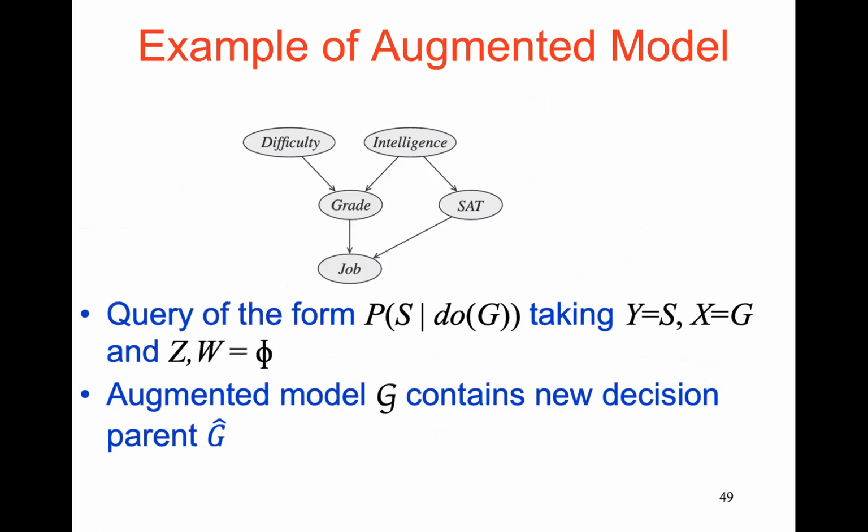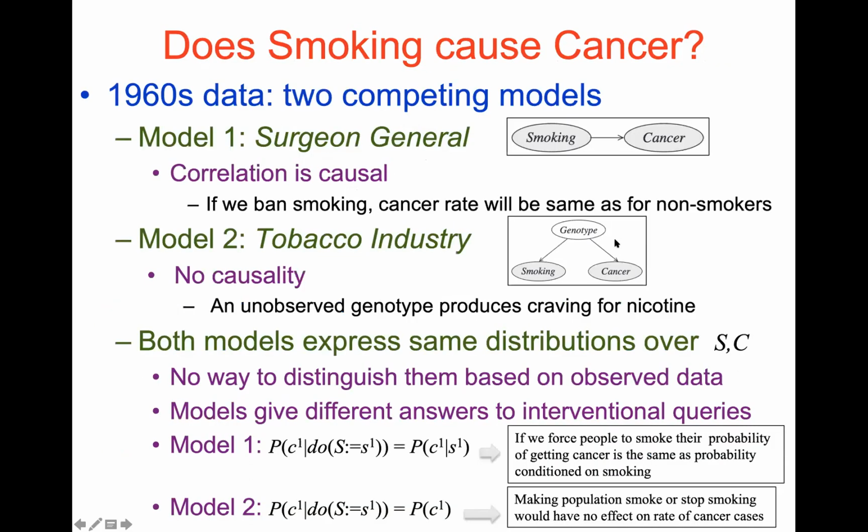And now we look at what's called an augmented model, which is the basic network here, and the query of the form P of S given do of G, taking Y equal to S and X equal to G and Z, W equal to phi. Augmented model G contains the new decision parent. Anyway, this is a small aside on the augmented model for the calculation that is needed.